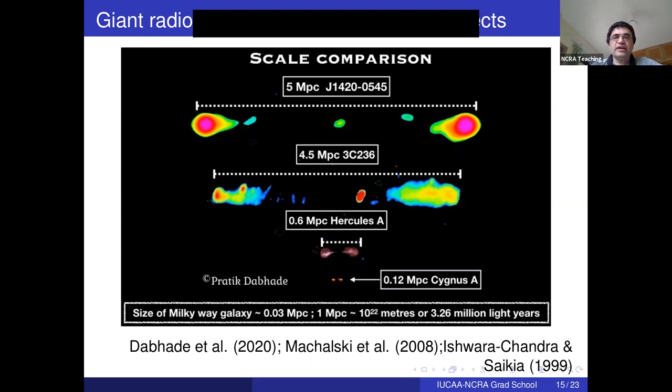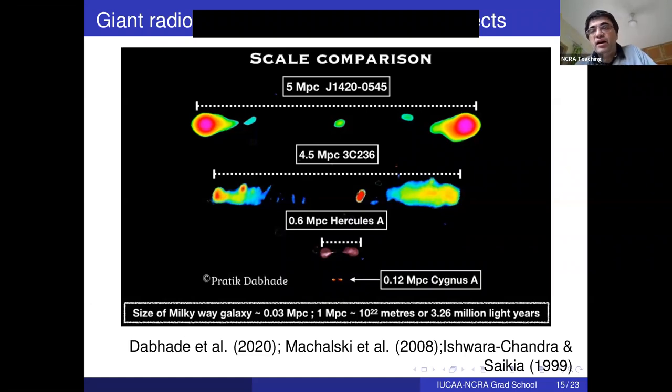Why are these giant radio galaxies important? Because prima facie, they put a minimum age on the AGN, right? The fact that we are seeing these lobes still shining brightly indicates that the lifetime of the AGN is at a minimum 5 megaparsec, or let's say 2.5 megaparsec. But this assumes that the jets are moving at the speed of light. We have no direct measurements of the speed of the jets far away from the nucleus.